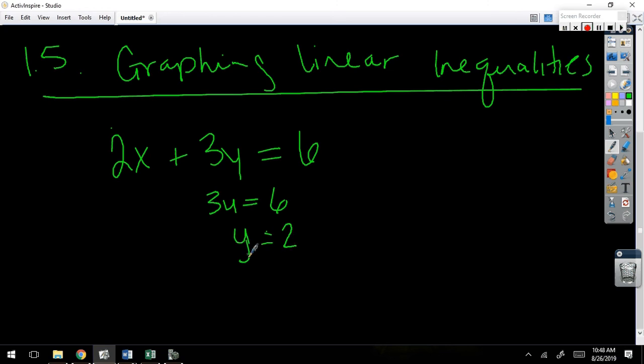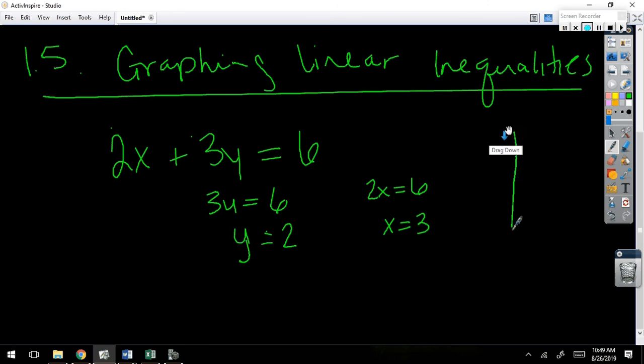And then if I plug in 0 for y, that goes away. And this is only when it's in standard form like this, ax plus by. So you have 2x equals 6. So x equals 3, which means my x-intercept is 3. My y-intercept is 2, my x-intercept is 3.